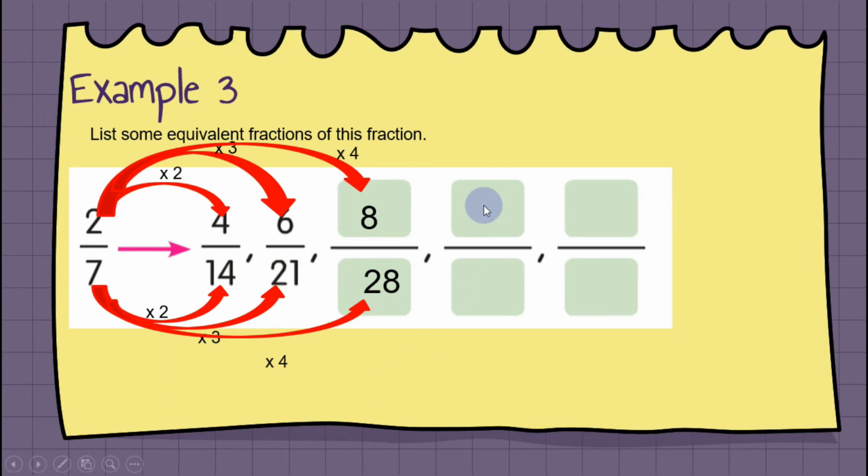So the next missing fraction is 10/35 because the numerator 2 times 5 and 7 times 5 equals 35. The numerator 2 becomes 12, times 6. So the denominator 7 times 6 equals 42.